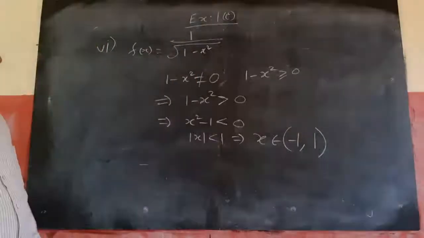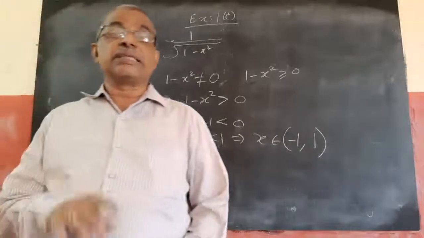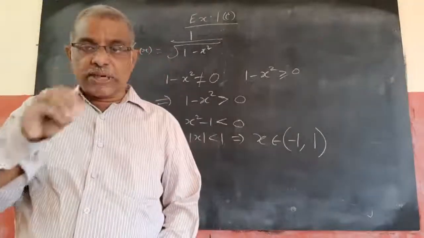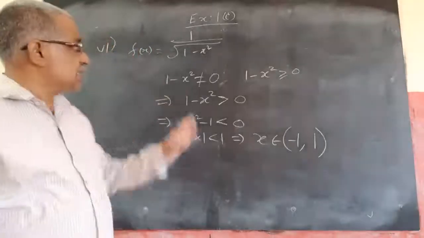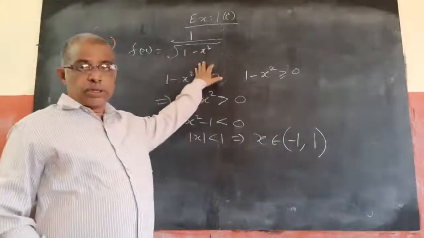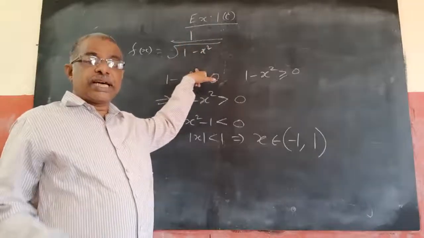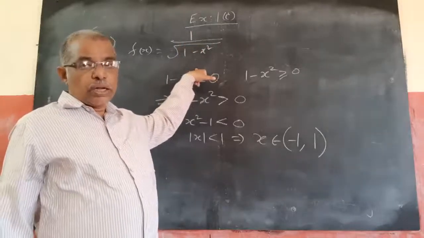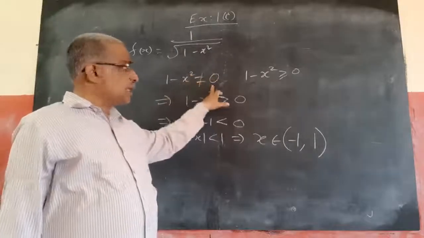So like this, we will find the domain of any function. By considering all the things, first thing is when the function is defined. This function is defined only for positive values. Root is defined, but the denominator is there. The denominator is defined if the denominator is not equal to 0. P by Q form is defined only when Q is not equal to 0.